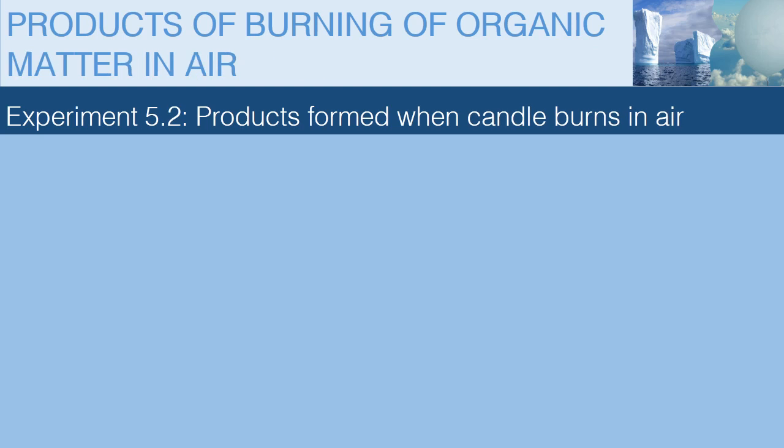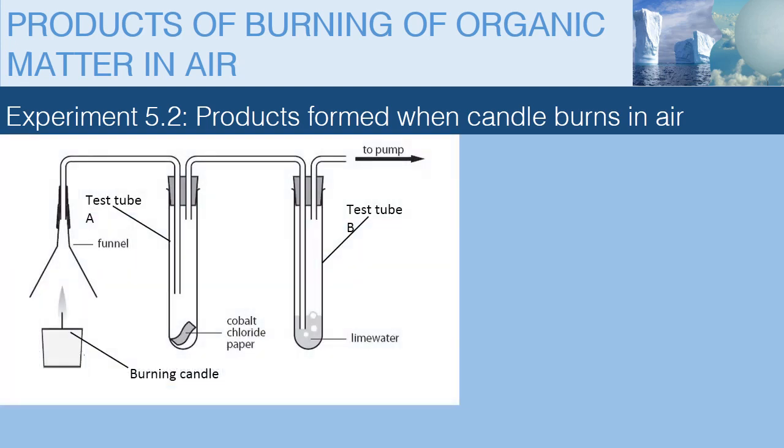Another experiment that shows the products of burning organic compound can be identified using the products of a burning candle. A similar setup from the one we have discussed is set up, but with few modifications. Instead of putting a U-tube in ice cold water, we put a test tube, and in it we put cobalt chloride paper.